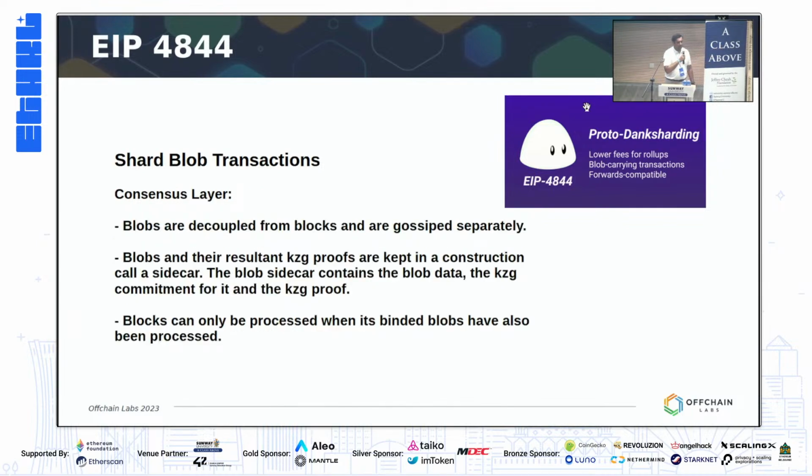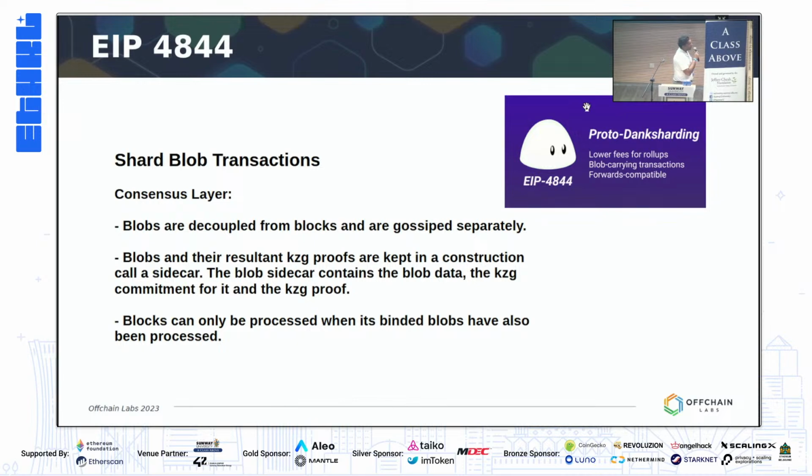One interesting thing in the consensus layer is that blobs are decoupled from blocks. When a proposer creates a block, it'll broadcast it to the network. This block will not actually contain blobs. It'll instead contain the KZG commitment of these blobs. Blobs and their resultant KZG proofs are kept in a separate structure called a blob sidecar. The blob sidecar contains three things: the blob data, the KZG commitment, and the KZG proof. Initially, the sidecar just consisted of the KZG commitment and the blob, but because verification of KZG commitments on a normal node takes 40 milliseconds, we needed to add a KZG proof, which brings it down to 3.5 milliseconds.